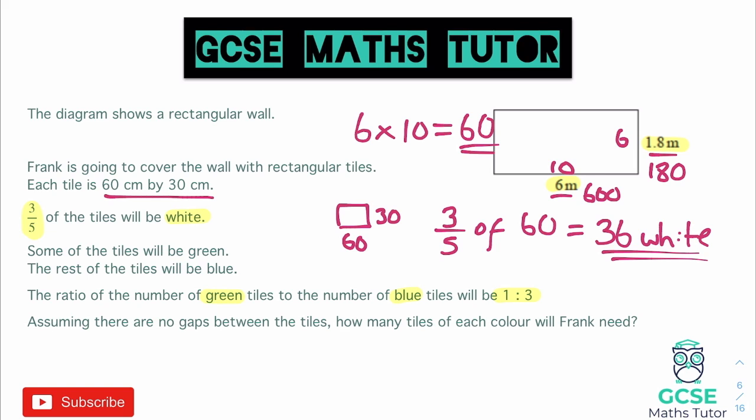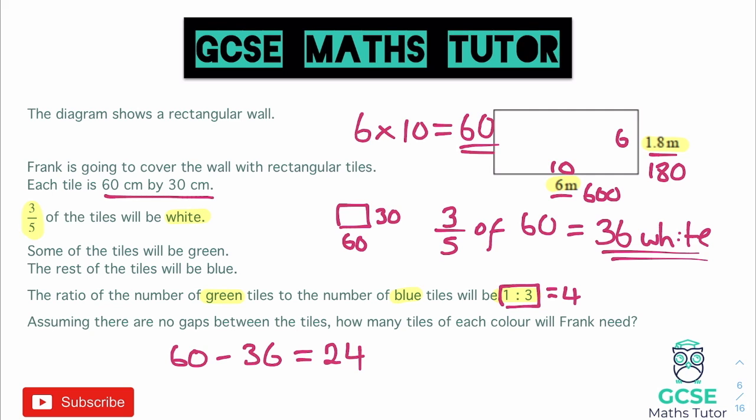So now we know how many white tiles there are, we can start to figure out how many of them are going to be green and how many of them are going to be blue. So the number of green to blue is in the ratio 1 to 3. Well, out of the 60 tiles, we already know that 36 of them are going to be white. So if we do 60, take away the 36, that's going to tell us the total, they're going to be green and blue. So 60 take away 36 is equal to 24, and 24 is now going to have to go in the ratio 1 to 3. So in total, there are 4 parts in that ratio.